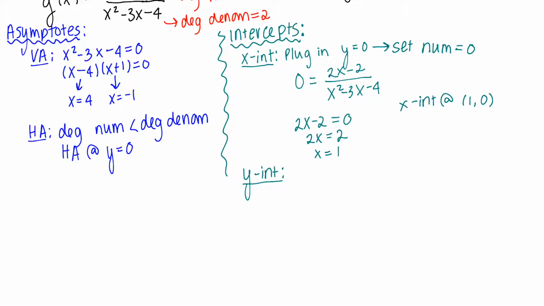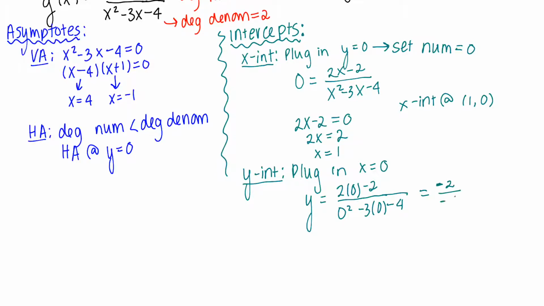Right. For a y-intercept, we're looking at plugging in x equals 0. So we have y equals 2 times 0 minus 2 all over 0 squared minus 3 times 0 minus 4. So most things just go to 0, but at the top we have negative 2 over negative 4, which simplifies to 1/2. So there's a y-intercept at (0, 1/2).